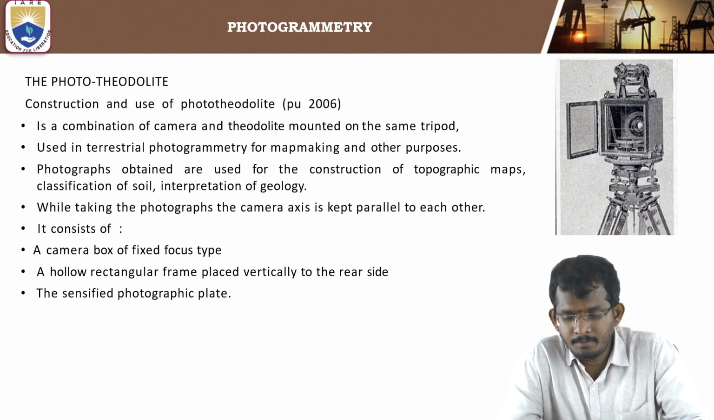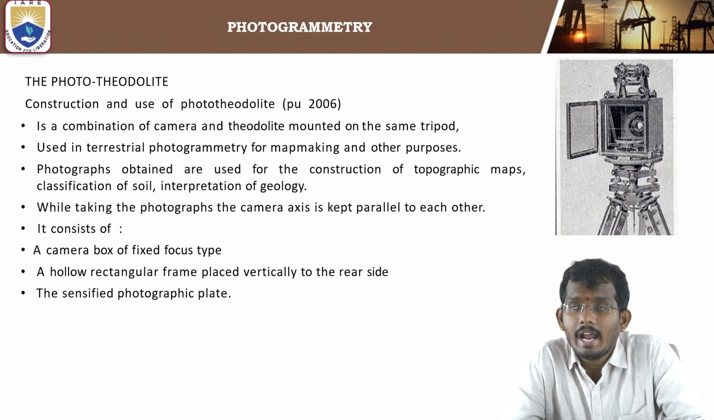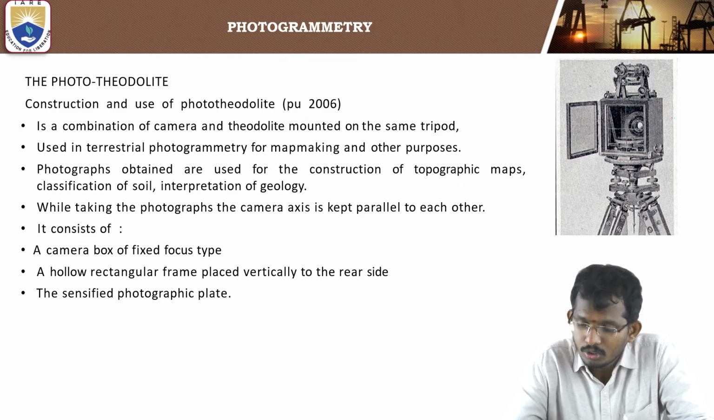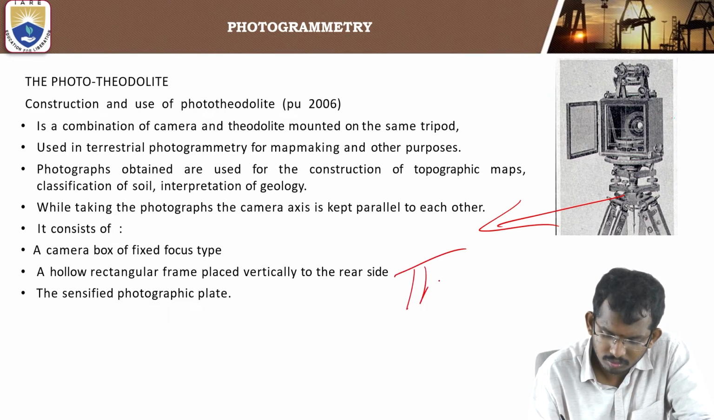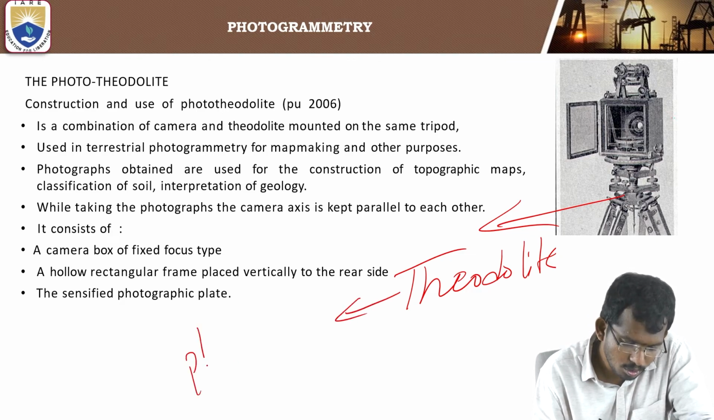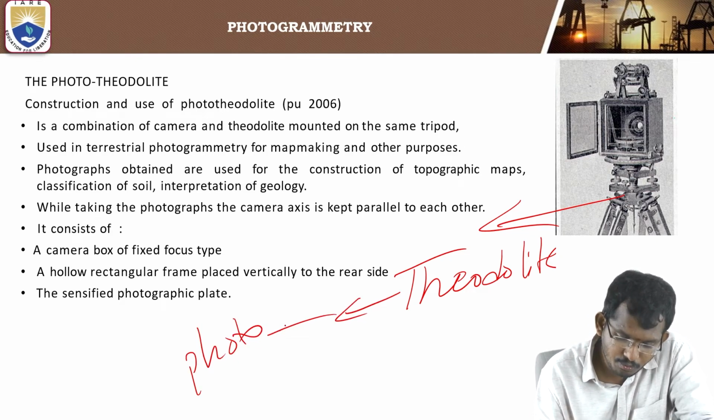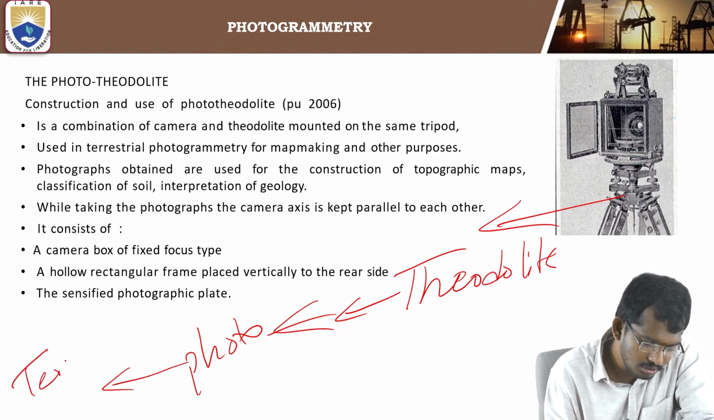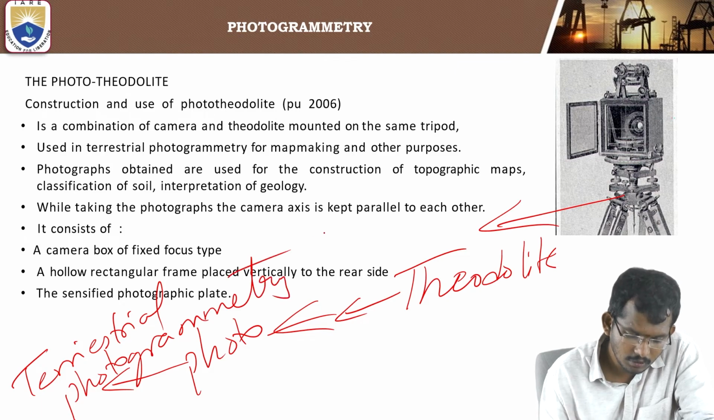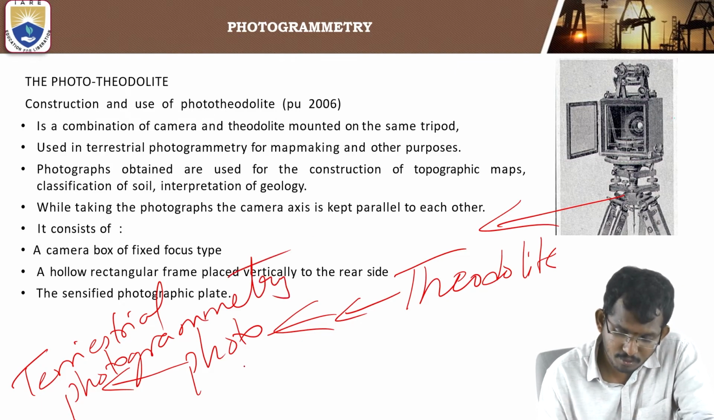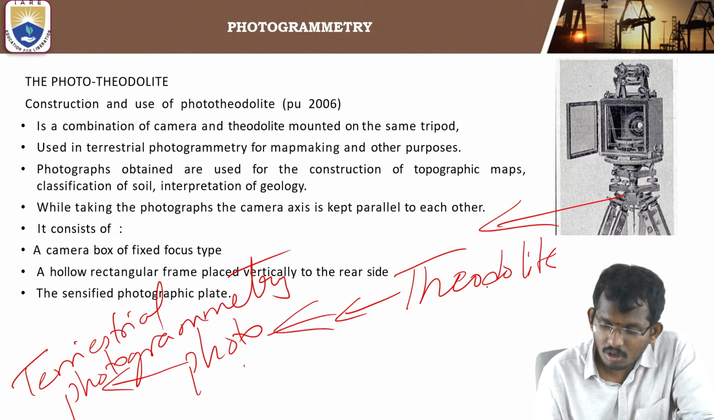Example for your vertical and oblique photographs. Now, photo theodolite. As I discussed, there are aerial photographs and terrestrial photographs. So we have a photo theodolite also. This is similar to your theodolite, but this theodolite can take a photo, so we are calling it a photo theodolite. This photo theodolite is used in terrestrial photogrammetry. Terrestrial photogrammetry takes photographs using a theodolite, which is called a photo theodolite.